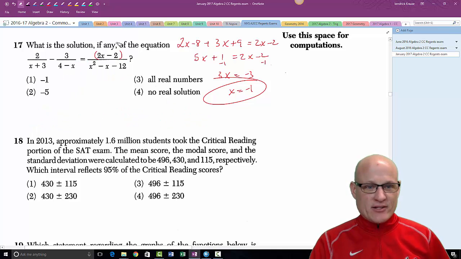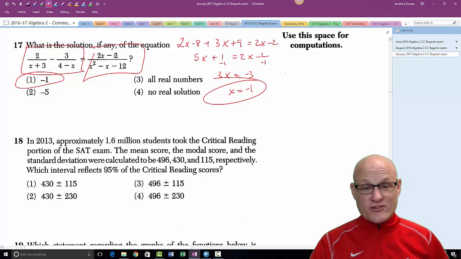The fact of the matter is, I could have just stored negative 1 in for x, typed in this side, typed in this side, and guess what? They're the same number.